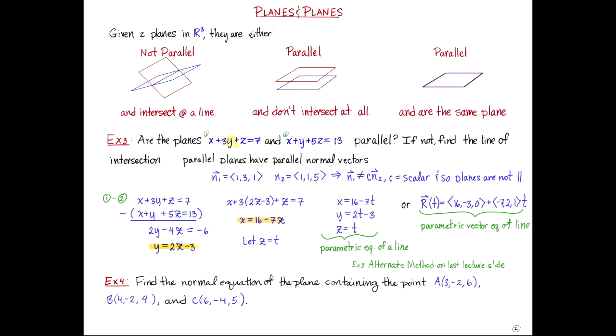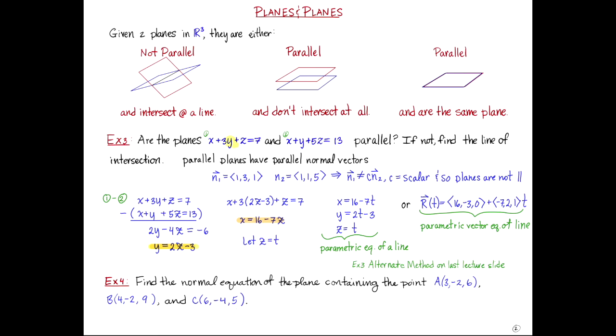On the last slide of lecture, I worked out an alternate method of solving for example 3. It uses the cross product, which we haven't quite gotten to, but it's interesting to see two different methods for finding the line of intersection between two planes.